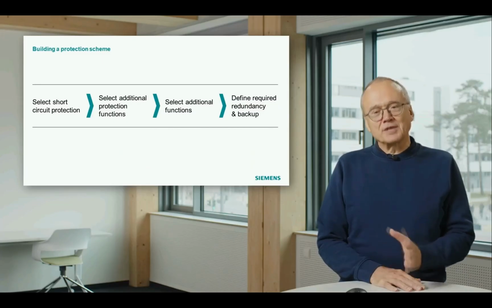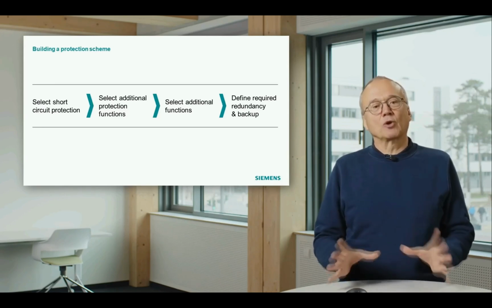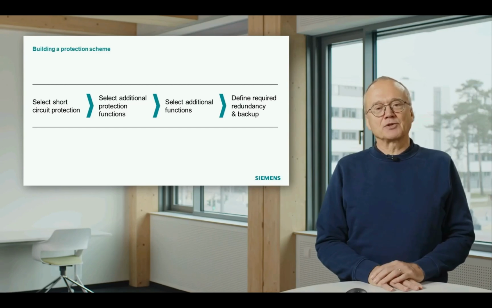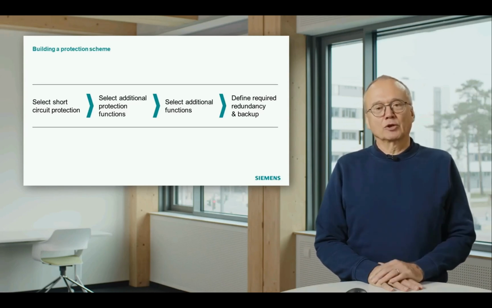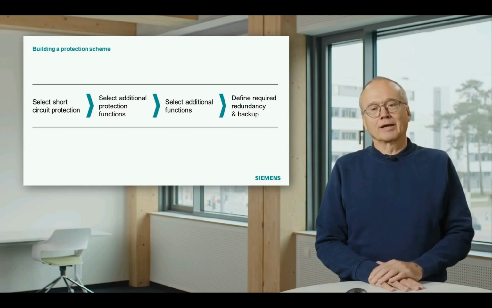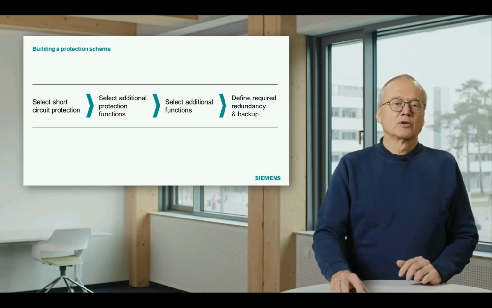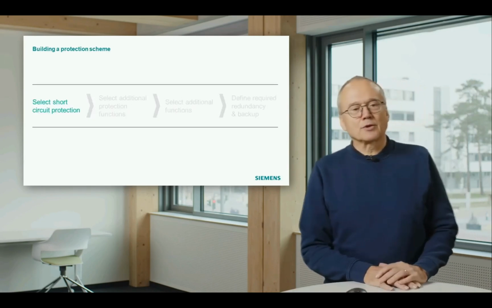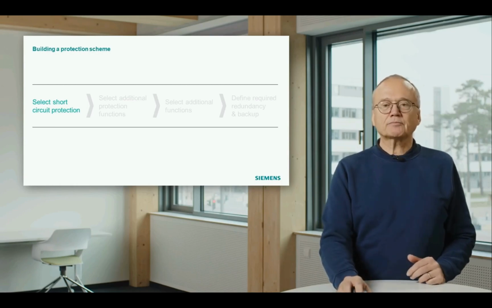And I will squeeze in a separate chapter on that. For that reason, this chapter on designing a protection scheme is separated into 2 parts. The first part consists of steps 1, 2, 3. Then I will squeeze in a chapter on reliability, and then we will have a look at this redundancy topic, and I will show a couple of examples. So let's start with the first thing, select the main protection, the short circuit protection.